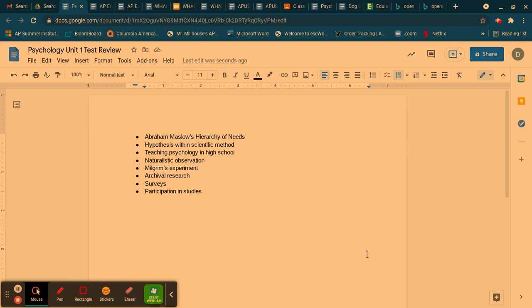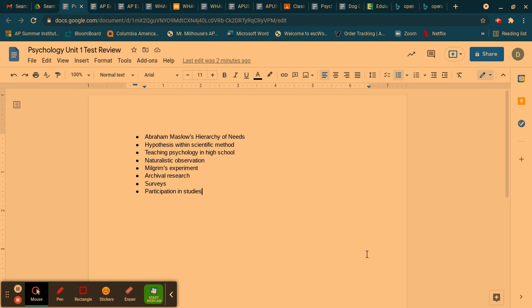Okay, so Abraham Maslow and his hierarchy of needs. This is all about having established food, shelter, and clothing before you can ever get up to emotional learning in the highest part of his hierarchy. All right, so you need to know that's Maslow's hierarchy of needs.